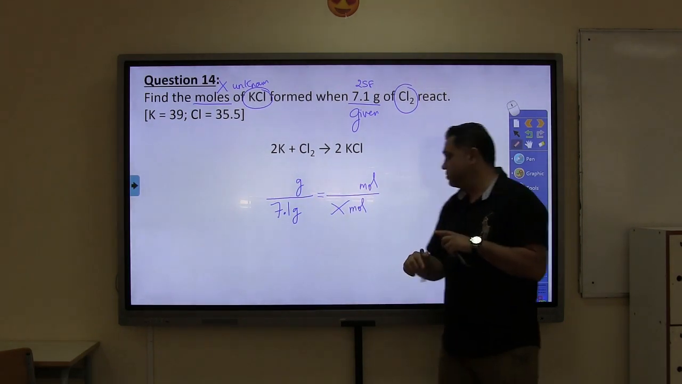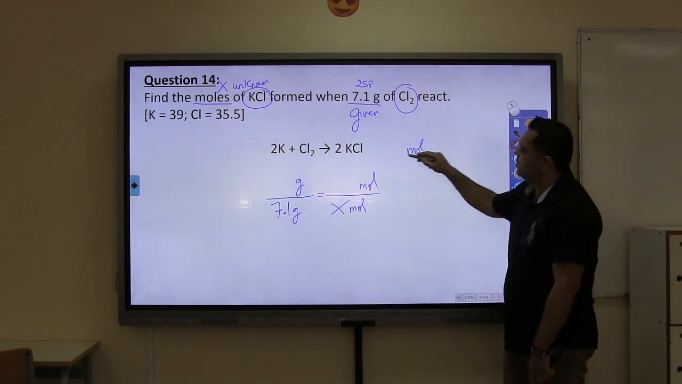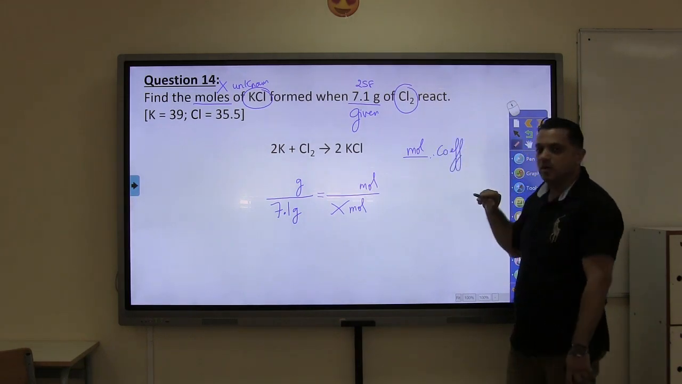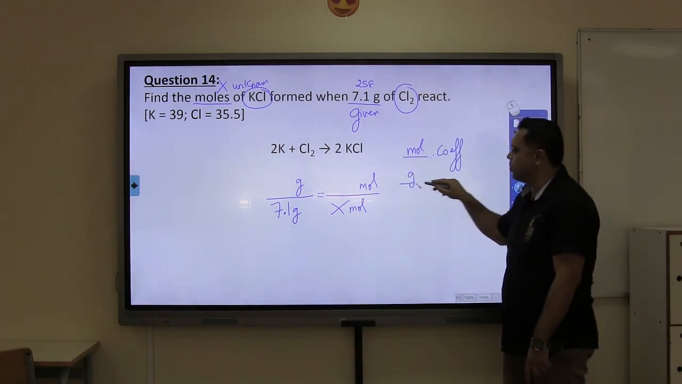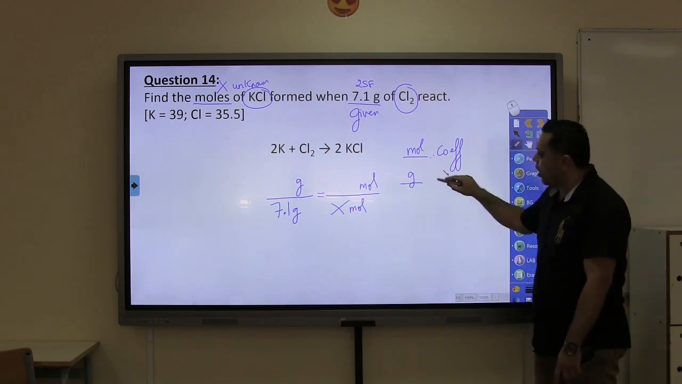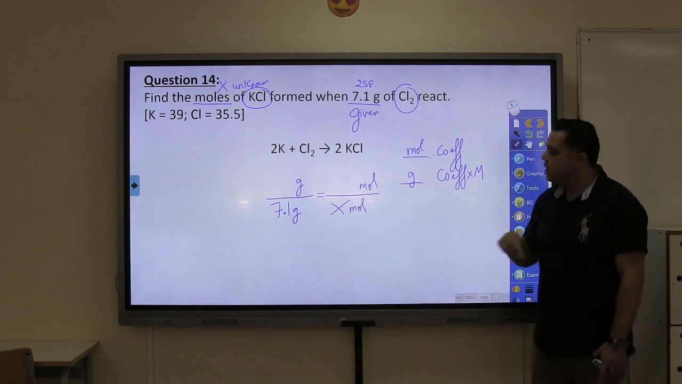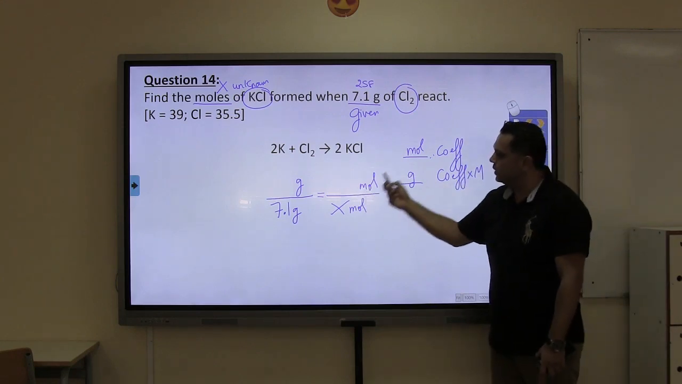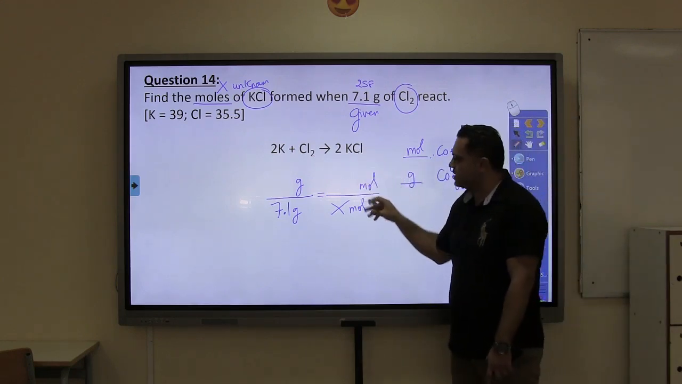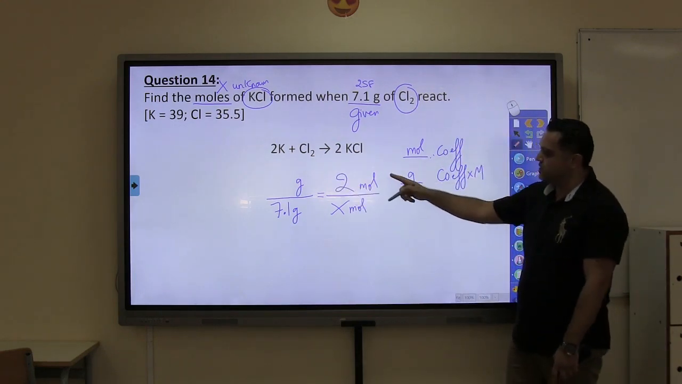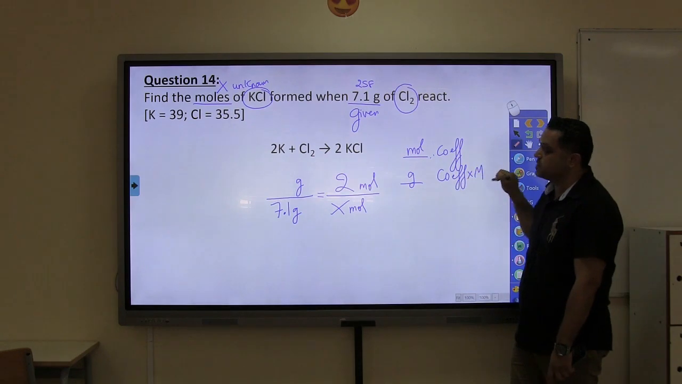Again, I will repeat. To find the moles, I will look only at the coefficient. To find the mass, the grams, I will look at the coefficient times the molar mass. So for the moles here, only the coefficient. For the KCl, it will be 2. For the grams, for the Cl2, it will be coefficient times molar mass.